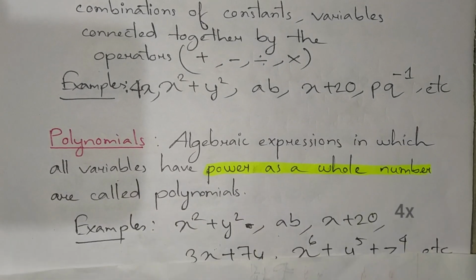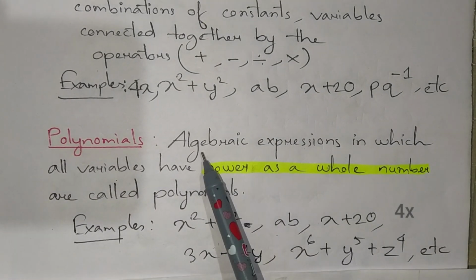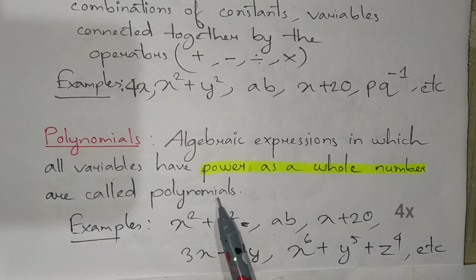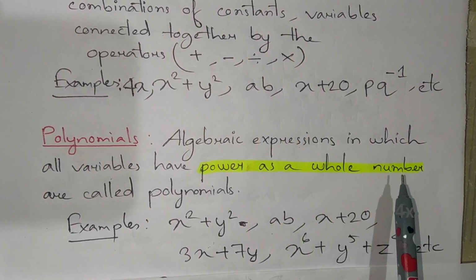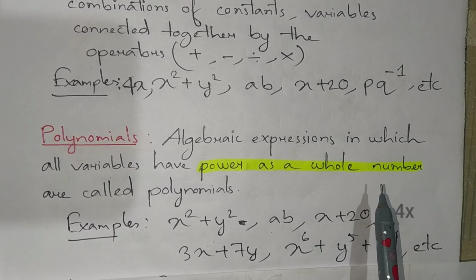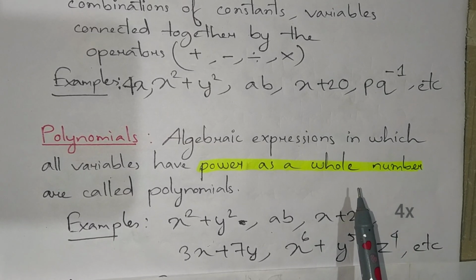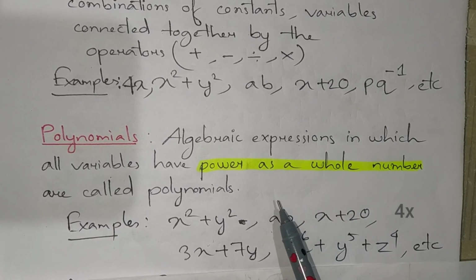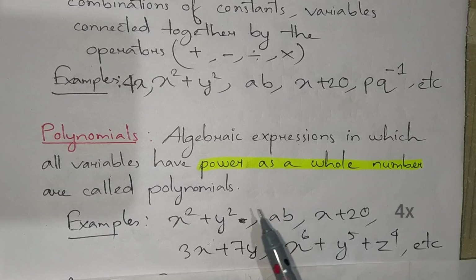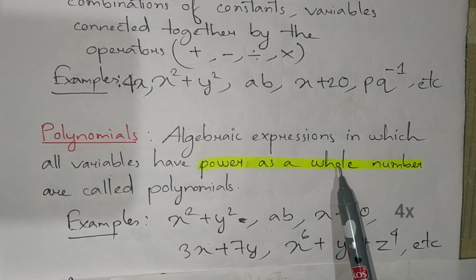Now let us finally come to the definition of polynomials. Algebraic expressions in which all variables have power as a whole number are called polynomials. So please highlight the point: power as a whole number. We have already studied about whole numbers in chapter 1. Whole numbers are the numbers starting from 0, 1, 2, 3 up to infinity. So the algebraic expressions are said to be polynomials, but with a condition. What is the condition? The condition is that the power of the variable must be a whole number.